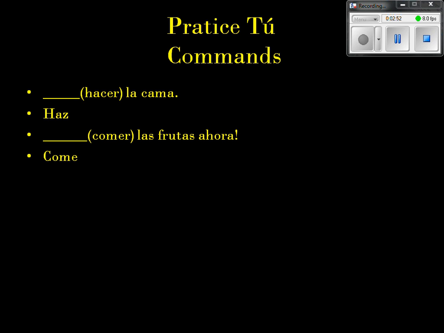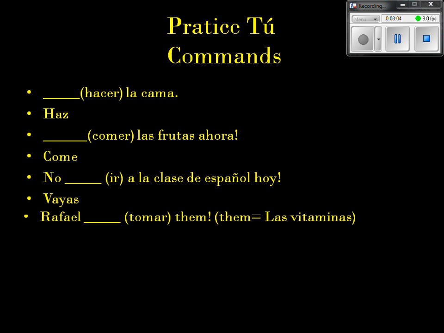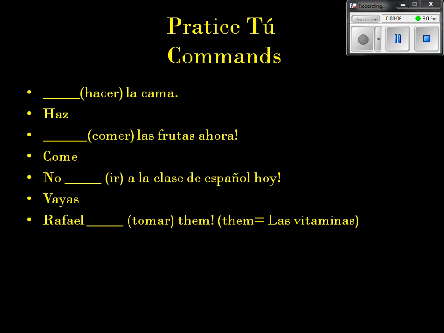Number 3. No blank a la clase de español hoy. This one is vayas because ir is irregular in the negative tú commands. Number 4. Rafael blank them. This one is tómalas because you have to put tomar in the él, ella, usted form and then connect the direct object pronoun, which is las, which also makes us need an accent over the o.